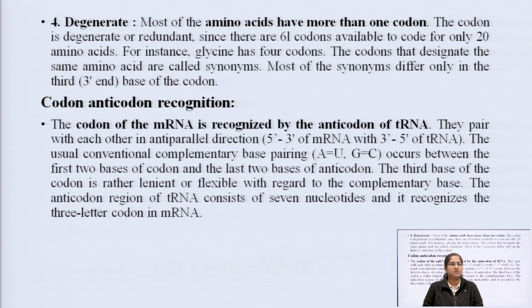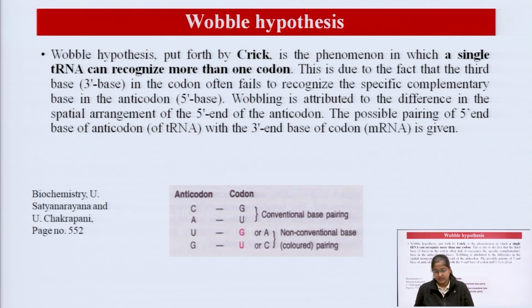This occurs between the first two bases of the codon and the last two bases of the anticodon. The third base of the codon is rather lenient or flexible with regard to the complementary base. The anticodon region of tRNA consists of 7 nucleotides and it recognizes the 3-letter codon in mRNA. Okay. Now, to understand the fashion in which they are bonded, let us discuss the Wobble hypothesis.